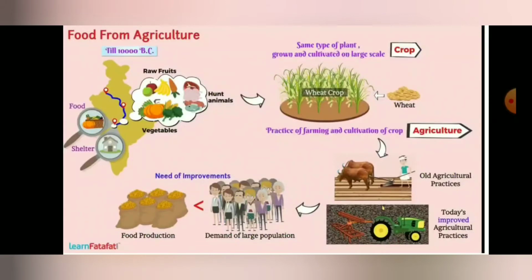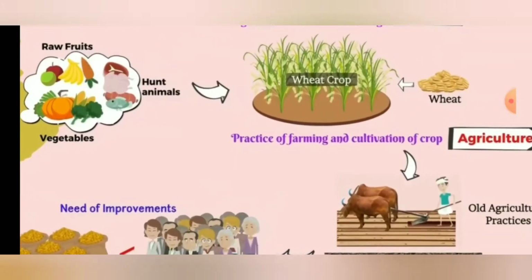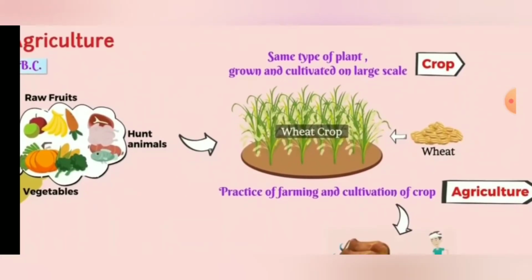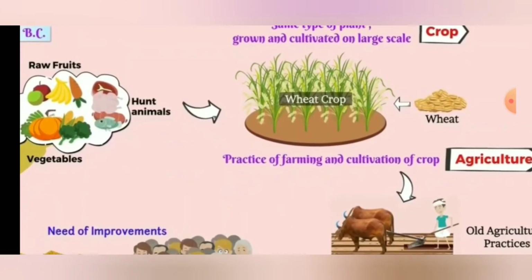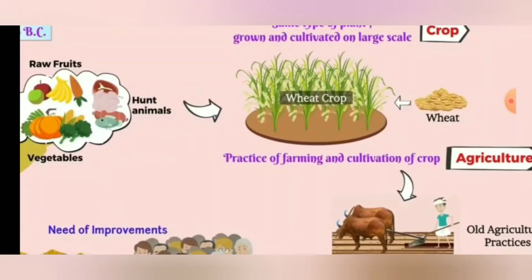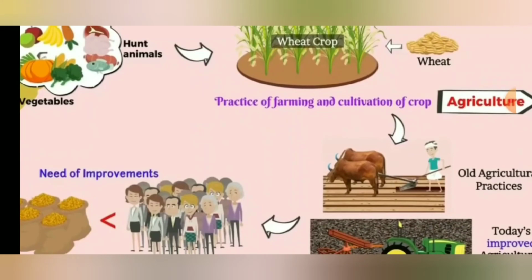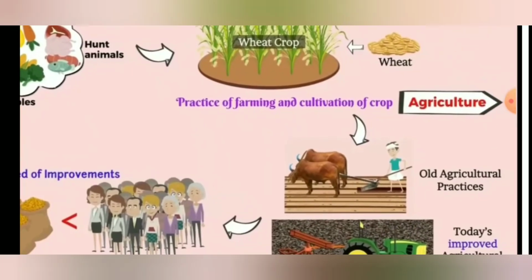As in the first class I told you, here you can observe crop in the red letters, and the definition is also given. The same type of plant grown and cultivated on a large scale is called a crop. For example, a wheat crop, which is grown on a large area, only one type of crop. The practice of farming and cultivation of crops is called agriculture. What do you mean by agriculture? Practice of farming and cultivation of the crop.